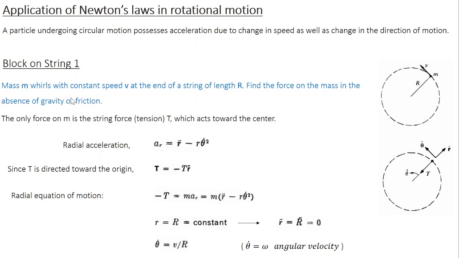Okay. Now first thing, identify what are the forces acting on the object. There is no gravity, which means you can neglect the weight. So the only force acting on the object is the string force or tension, which you call T. And what is the direction of tension? So usually tension acts towards the center, in the inward direction.